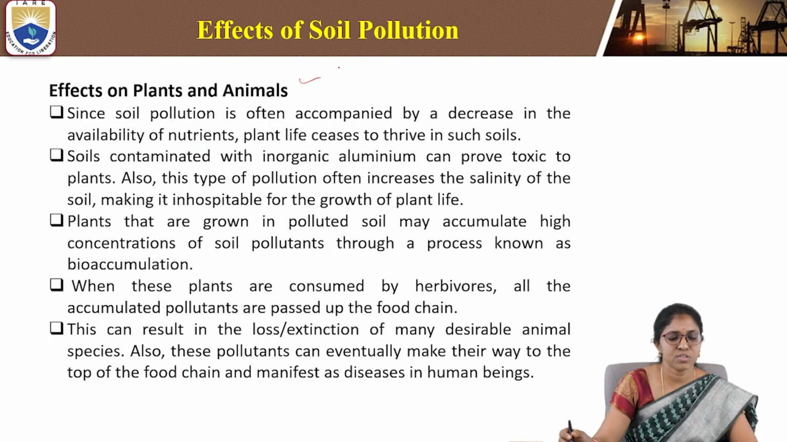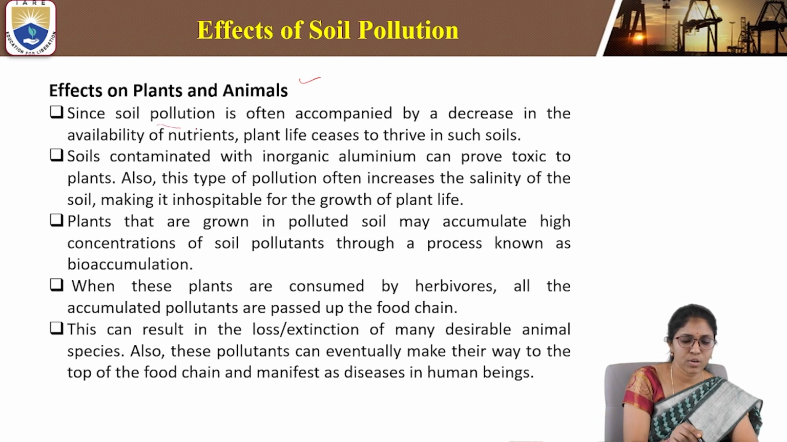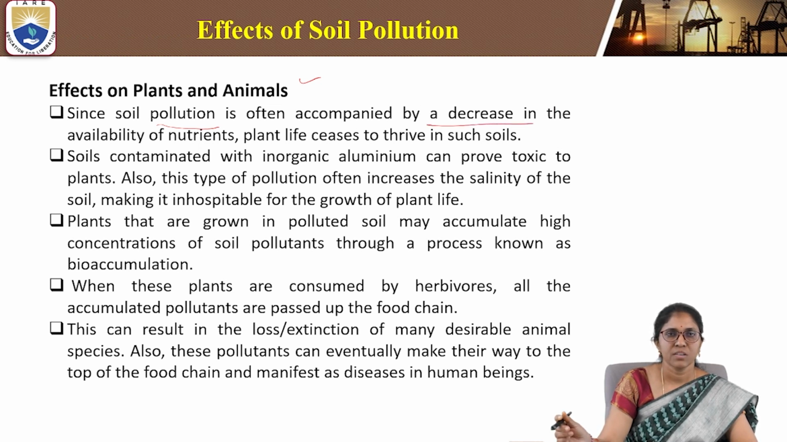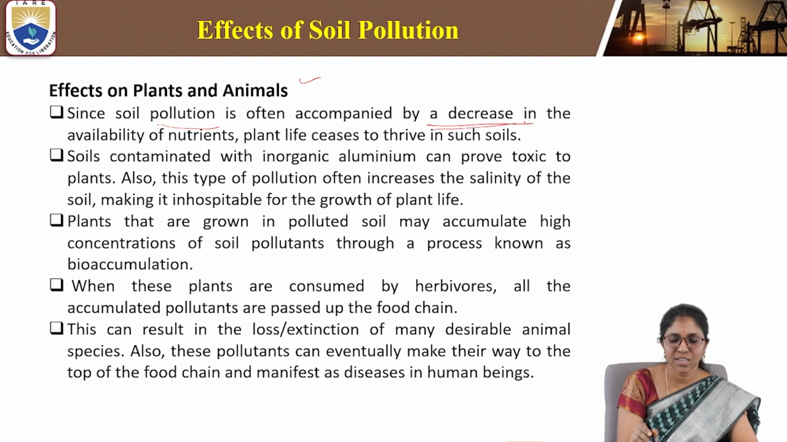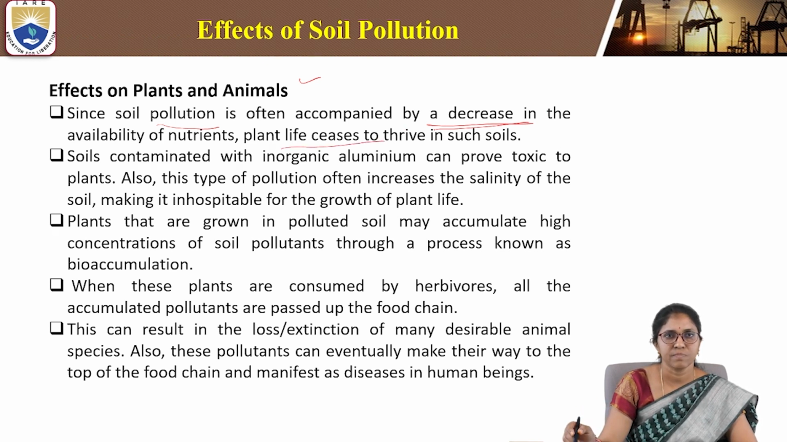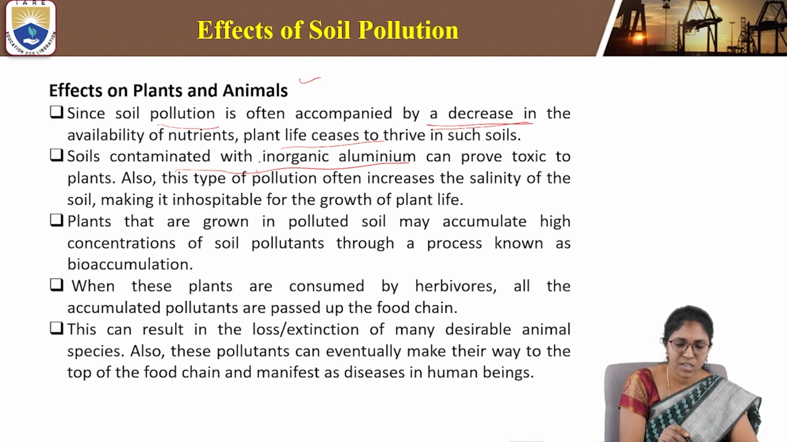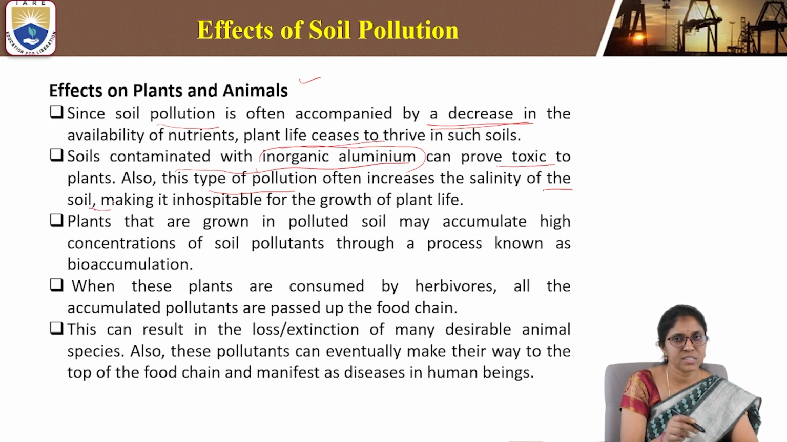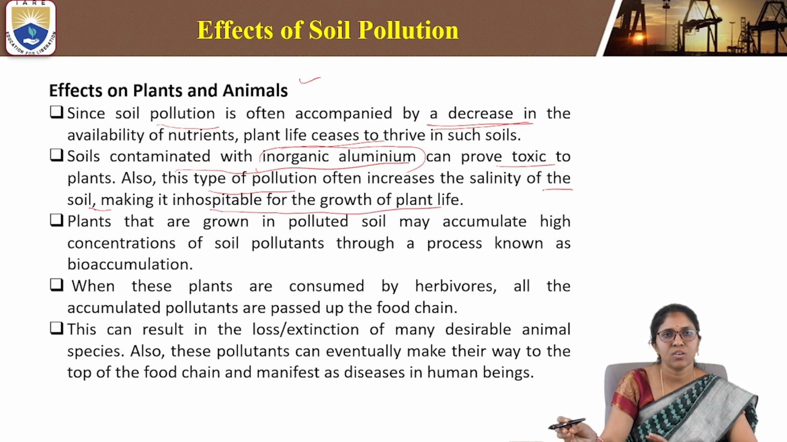So what are the effects of soil pollution on plants and animals? Soil pollution is often accompanied by a decrease in the availability of nutrients, so plant life ceases to thrive in such soils. Soils contaminated with inorganic aluminum can prove toxic to plants. This type of pollution also often increases the salinity of the soil, making it inhospitable for the growth of plant life.